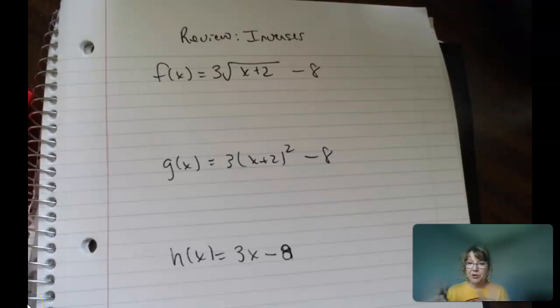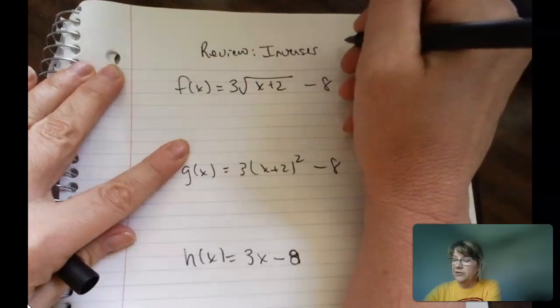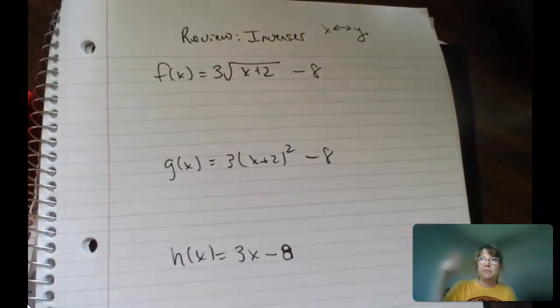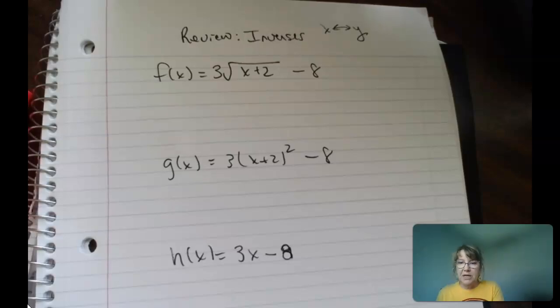Okay, some people ask for a quick review video over inverses. So remember, inverses are when you do it backwards. So input becomes output, output becomes input. So like when I change a tire, what would I do?